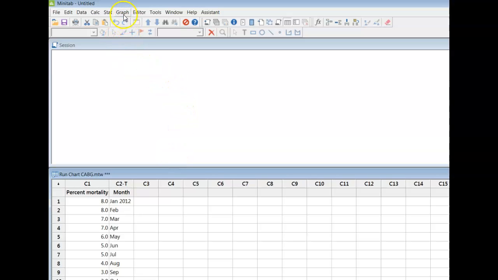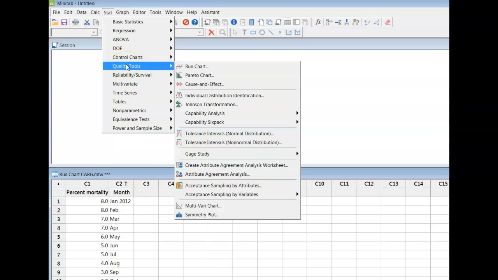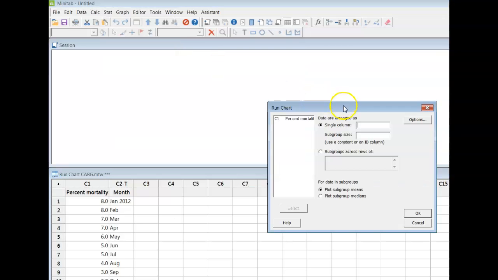Now, we're going to do a graph, but it's not under the graph tab. This one is a little bit of a weird one. Run charts are part of a package in Minitab called Quality Tools. You'll find it under the Stat tab, and here it is, Run Chart.